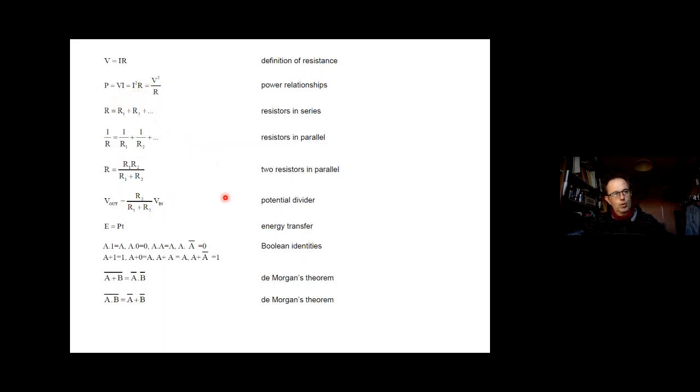I would say the other most important one is probably your potential divider equation, the potential difference. It's always useful for that one to work out voltages really quickly if you've got 2 resistors which are in series with each other, making a potential divider.